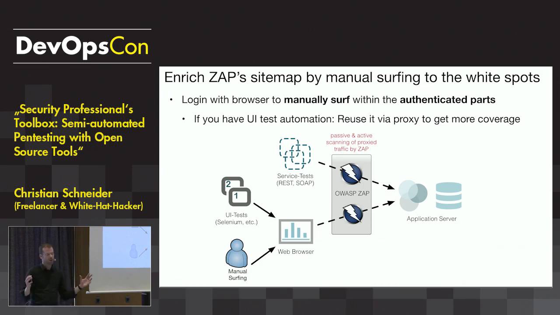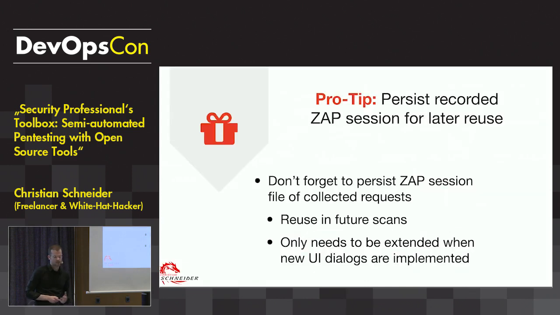After this, you now have very good coverage of your web application inside the ZAP tool, and that's a good moment to persist this session. Because, as the analogy goes, that's the IDE for the penetration tester. You can persist those sessions on the file system and later reuse them, so you don't need to do this process every time again. You only need to adjust it when you change the dialogues a little bit, or the UI steps, or the workflow of your application.